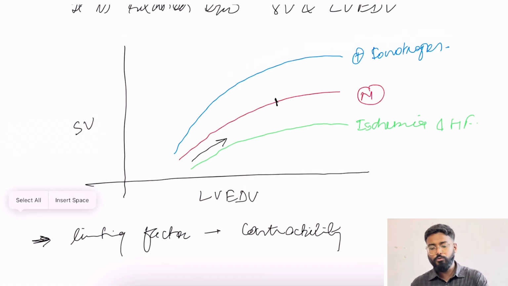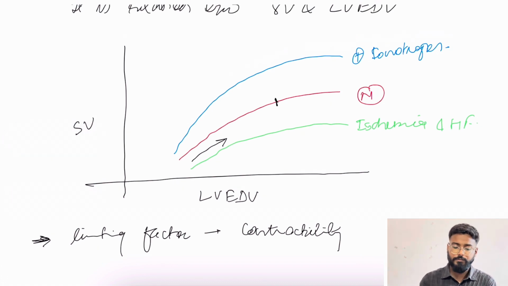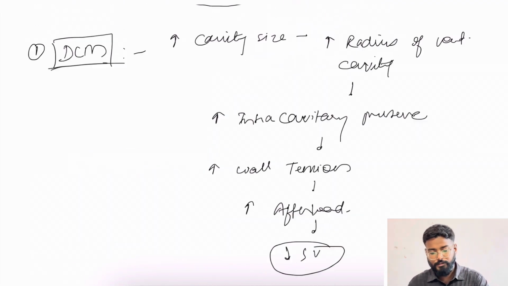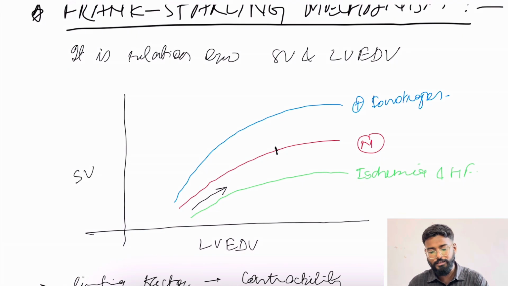So you see how, when we establish a relation between stroke volume and left ventricular end diastolic volume, the contractility of the heart plays the role of a limiting factor. And when we look at the relation between left ventricular pressure and left ventricular volume, your compliance is the limiting factor. So this is all for today's video.